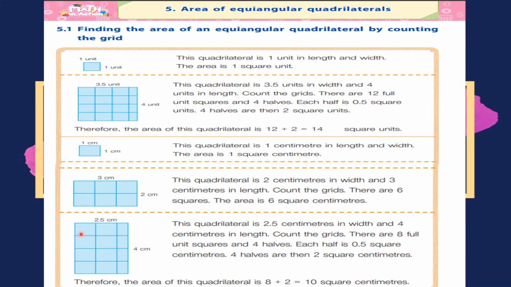Okay, this is 2.5. 1, 2, and 0.5. 1, 2, 3, 4. 1, 2. 4 times 2 is equal to 8. And these halves, 0.5, 0.5, 0.5, 0.5, that is all. You will add to 8. So 4 halves are then 2 square centimeters. Therefore, the area of this quadrilateral is 8 plus 2 is equal to 10 square centimeters. Okay?